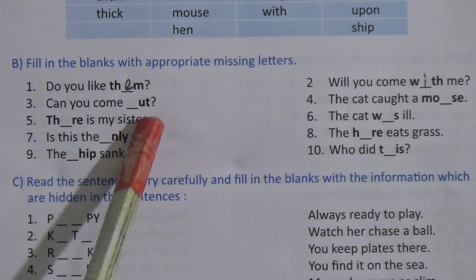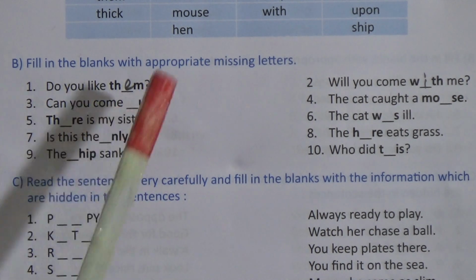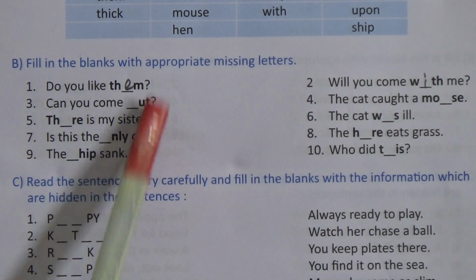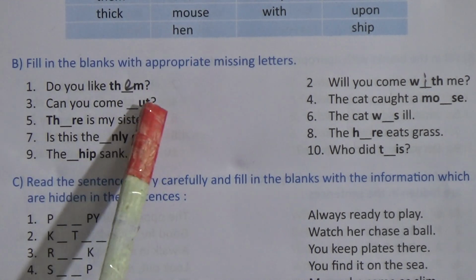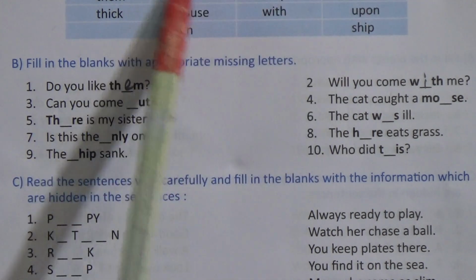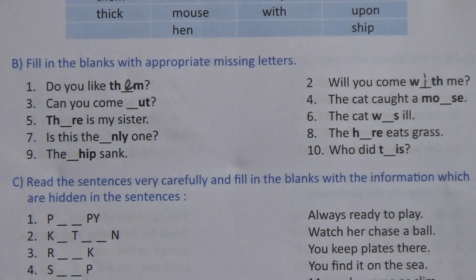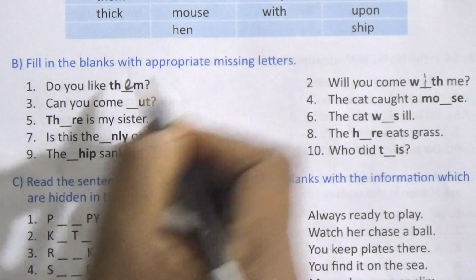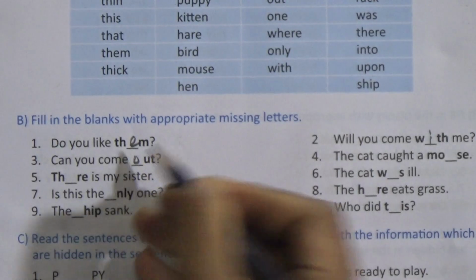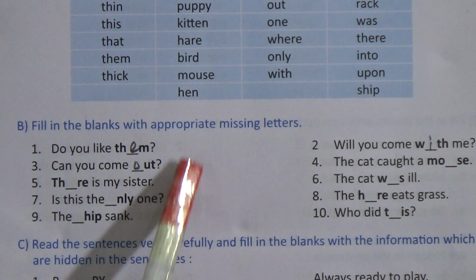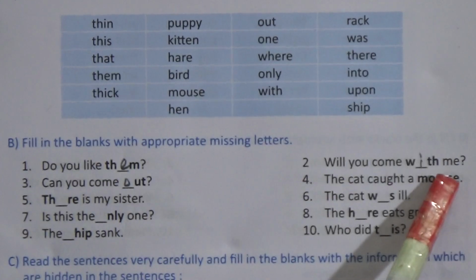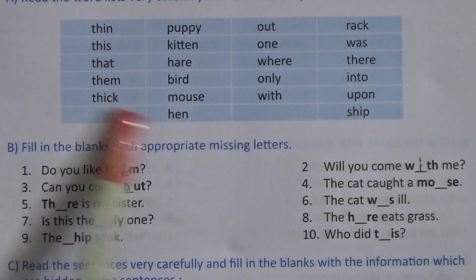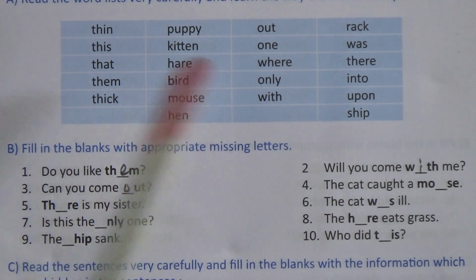Dear students, I told you that you will find all these gap words here. So at the last of this word you will get ut. So where is this ut? You will get out, so out would be here. By doing this you will be able to solve all of this. Then number 4, the cat caught a gap, MO gap SE. So you will find it here, mouse.